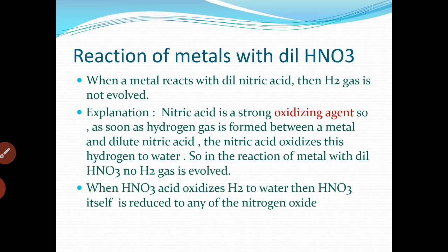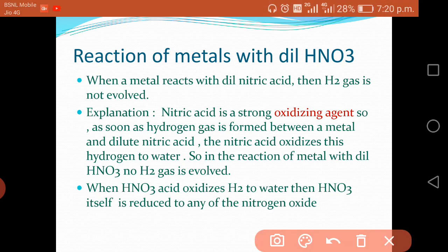Now let's see the reaction of metals with dilute nitric acid. When a metal reacts with dilute nitric acid, then hydrogen gas is not evolved. Just note that the hydrogen gas is not evolved. Now why is it so? So let's see the explanation part. Nitric acid is a strong oxidizing agent.